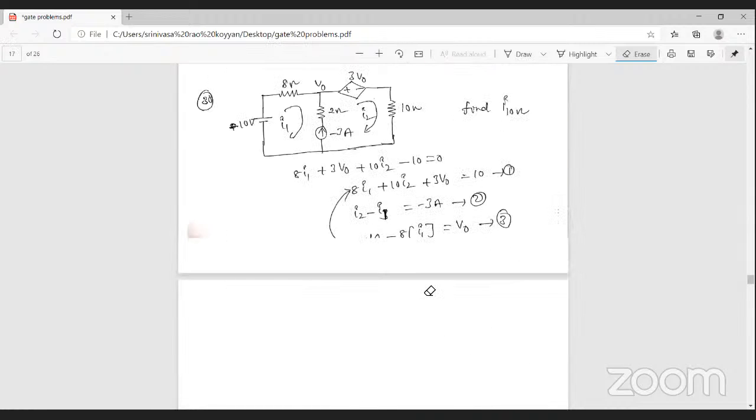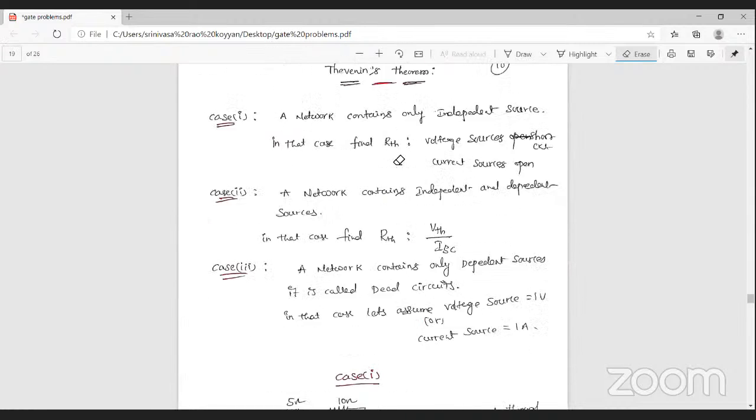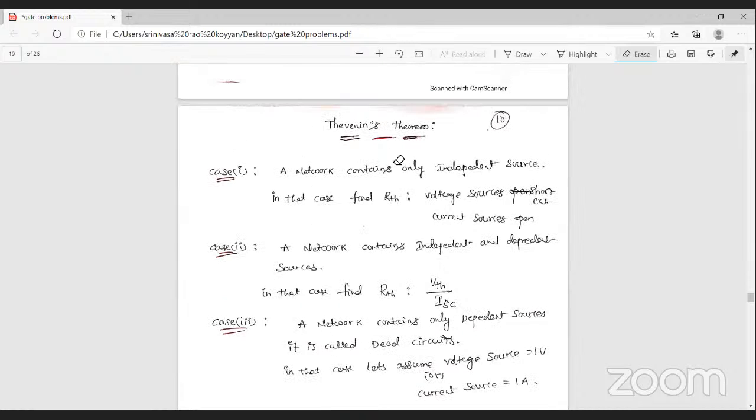OK, so you have 10 minutes of time, so let us consider first one, Thevenin's theorem. Let us consider Thevenin's theorem here.